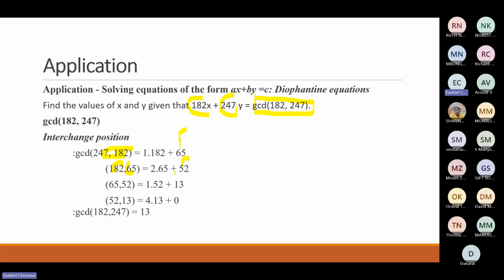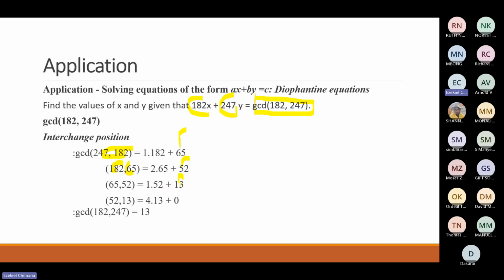And then, since our 52 is not equal to 0, you need to replace this a by b, which is this 65, and you replace this b by our remainder, which is 52. Then you divide 65 by 52, which is going to give us a 1 and a remainder of 13. That's why we have 1 times 52 plus 13.